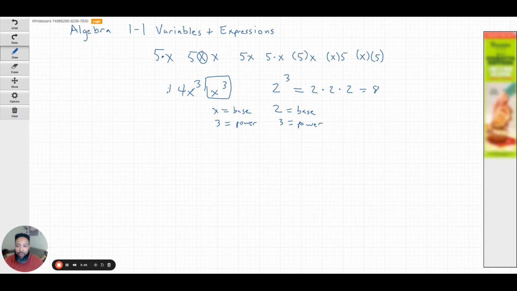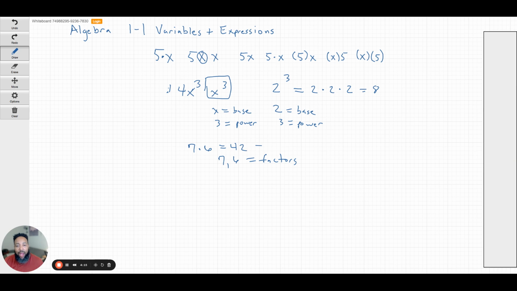So also, when you're multiplying, say 7 times 6, the 7 and the 6 are both considered factors. When you multiply 7 times 6 equals 42, the answer that you get from those factors is called a product. So 42 is your product. When you're multiplying numbers or variables together, those are factors. When you multiply those together and get a result, that is called a product.